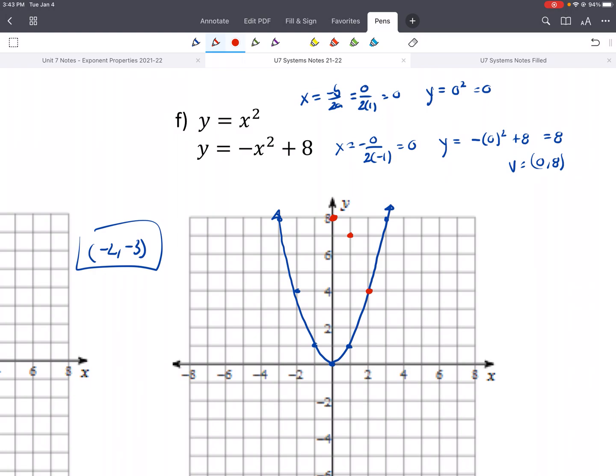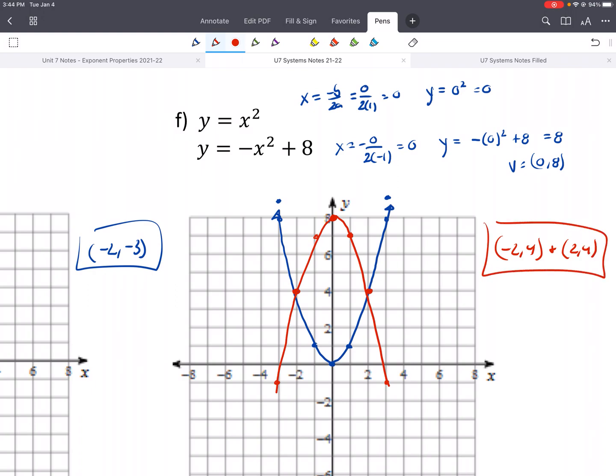Wait, what did I mess up here? Oh, that's what I did. So this should be up one more higher. That's why I'm all messed up. Okay. And we'll do it on the other side. So I think already we can see where they intersect is at negative 2, 4 and 2, 4. So negative 2, 4 and 2, 4. And we're good.